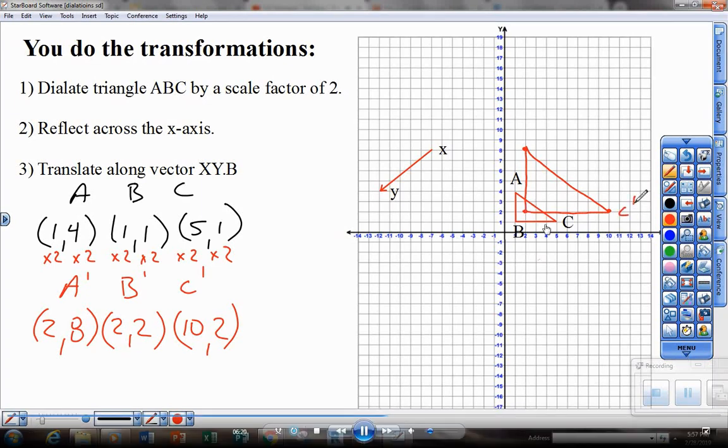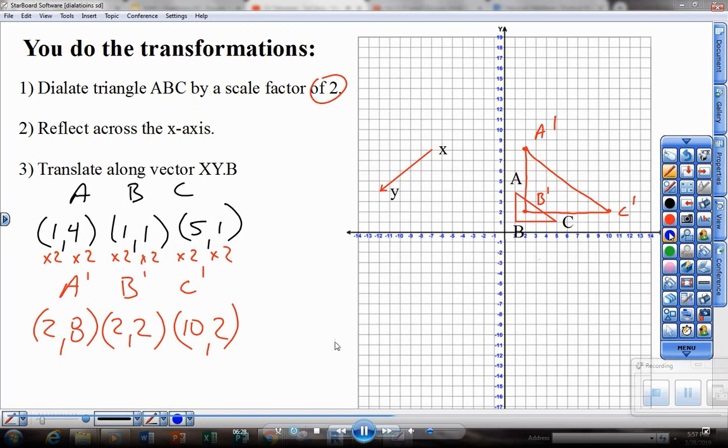And then that's C prime, that's A prime, and then B prime. And you can see that triangle is twice the length. This is 1, 2, 3, 4, 1, 2, 3, 4, 5, 6, 7, 8. 1, 2, 3, 4, 5, 6. It used to be 3, doubling.